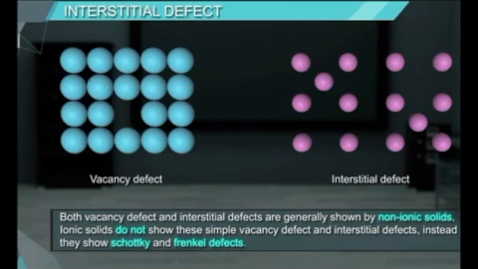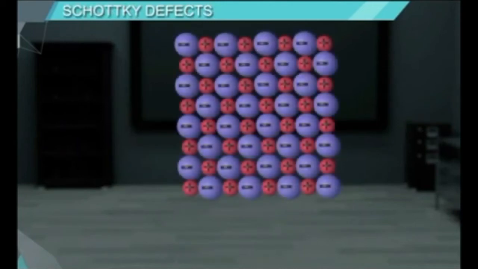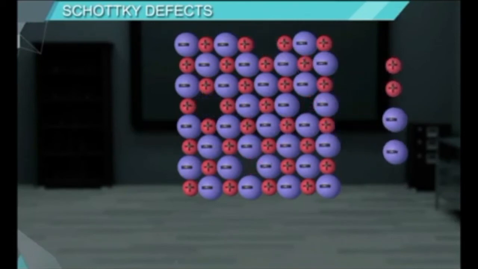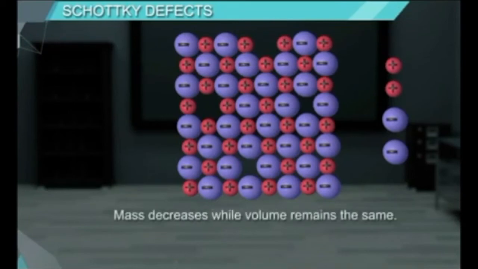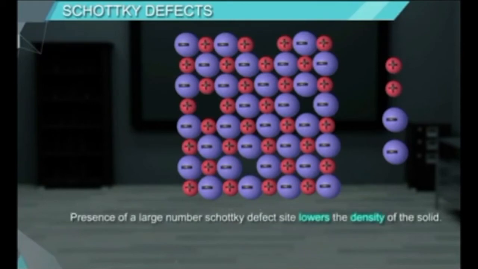Instead, they show Schottky and Frenkel defects. Schottky defect is similar to vacancy defect. This type of defect is created when an equal number of positive and negative ions are missing from their lattice sites, so that electrical neutrality is maintained. Here, mass decreases while volume remains the same. Presence of a large number of Schottky defect sites lowers the density of the solid.